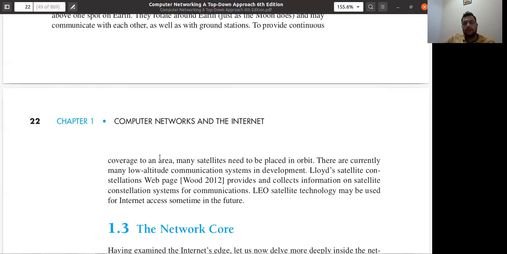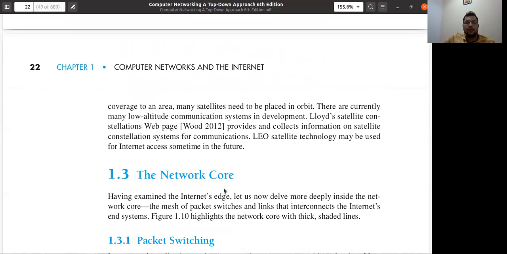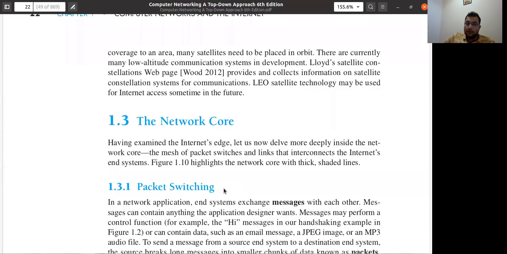The focus is more on the access network. There are different technologies and how you can access the edge router, how you can then finally connect yourself to the network core. In the next lecture, we will understand the network core. There we will understand packet switching and circuit switching in detail.